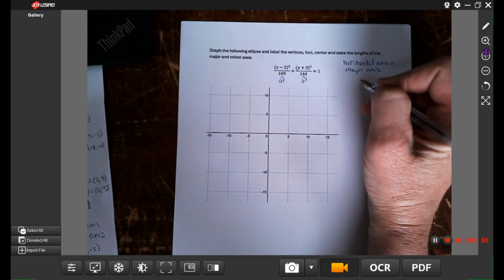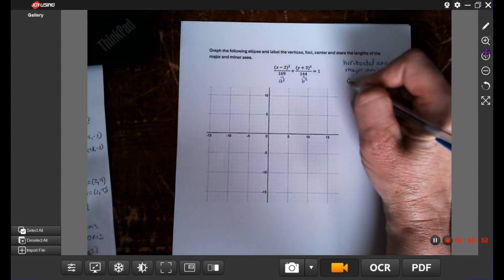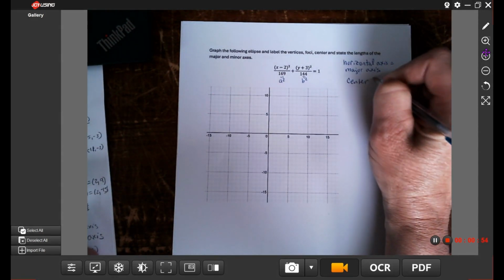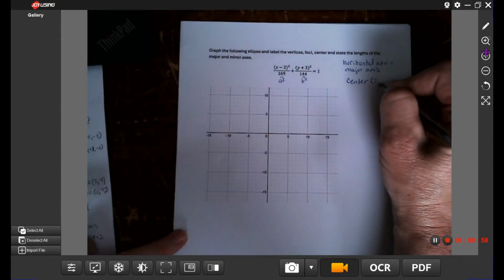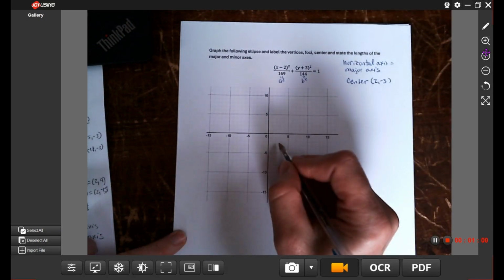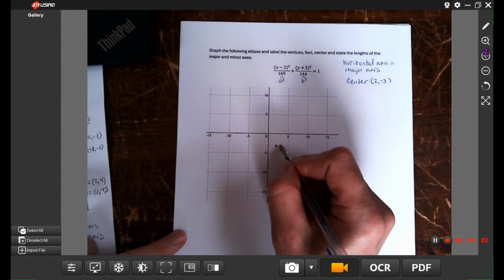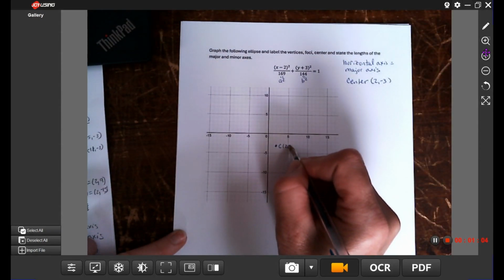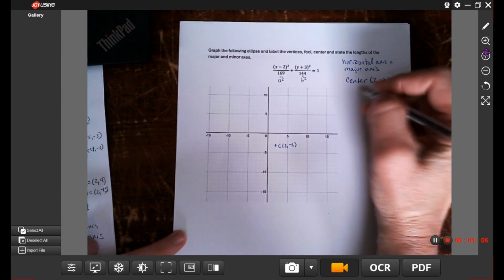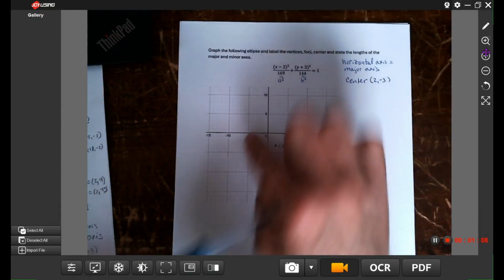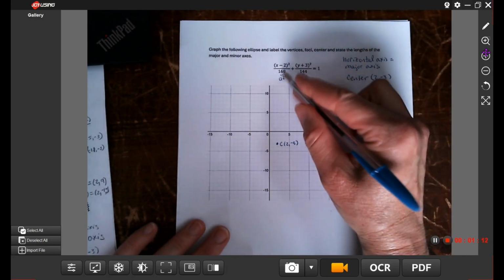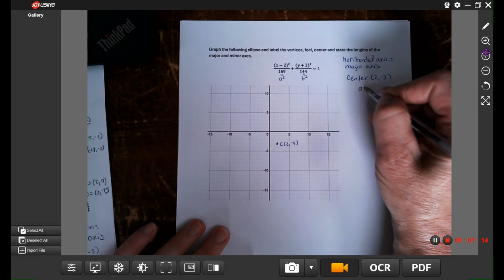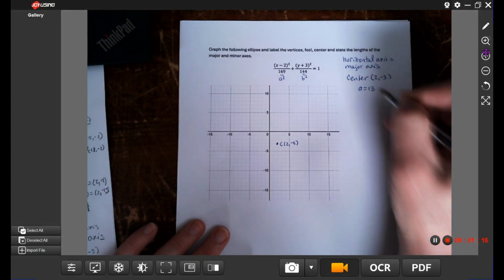So let's start with the center. So the center is (h, k), so it's going to be (2, -3). And I'm going to right away label that. So that's the center. And then let's work in the horizontal direction first. So since a squared equals 169, that means a equals 13.